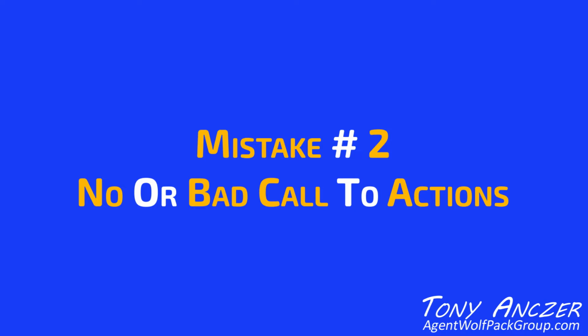Mistake number 2 is no call to actions or bad call to actions. What that could be is, if you have a long phone number and you say, oh, hey, please reach out, we're waiting for your phone call at area code 317-862-5231. With that, it's so slow that people are going to start losing interest, and then no one's going to remember that anyway. So you want to have your call to actions very clear.